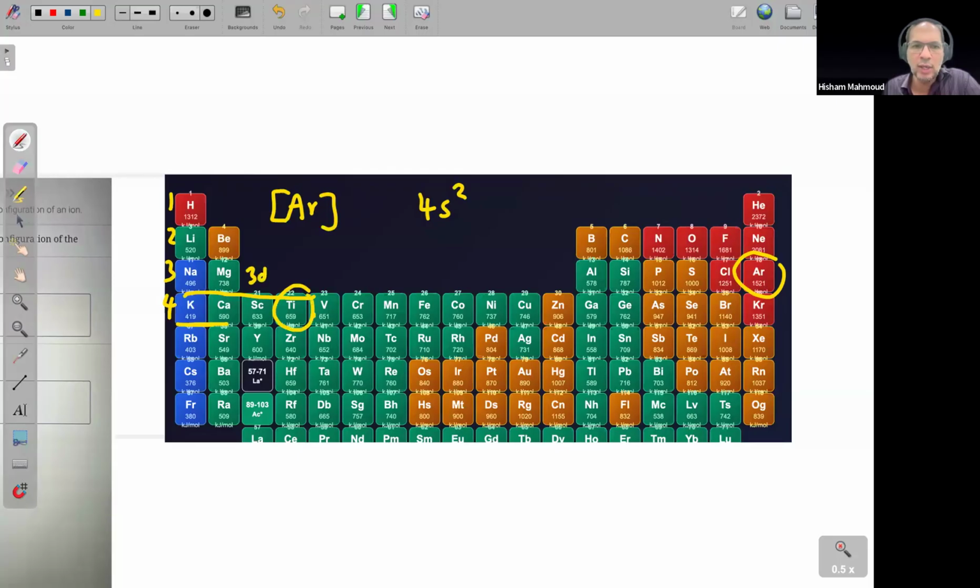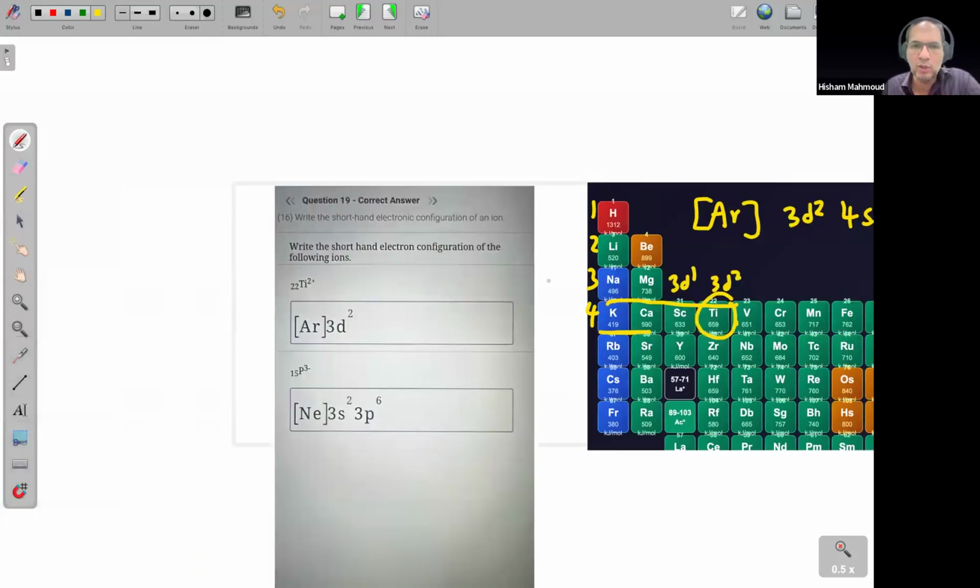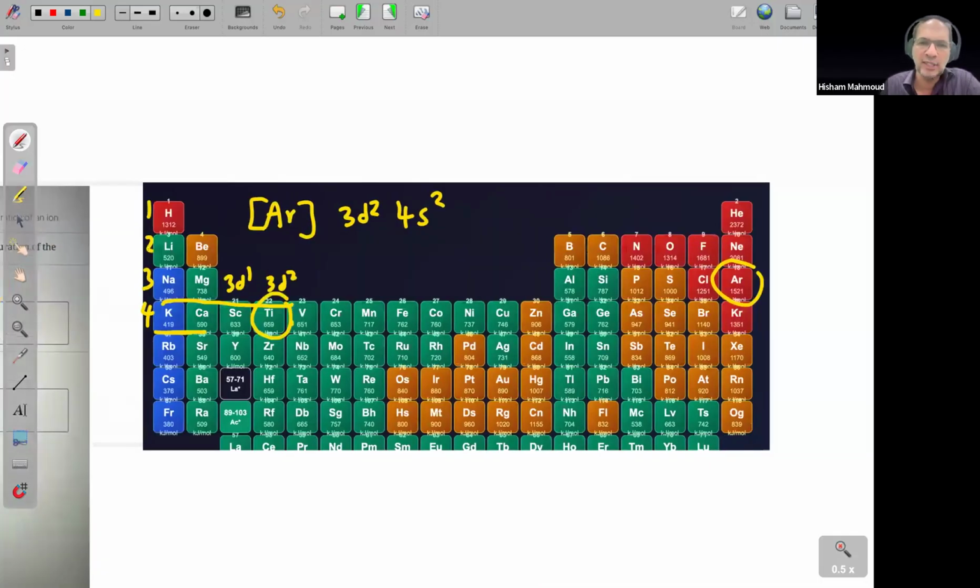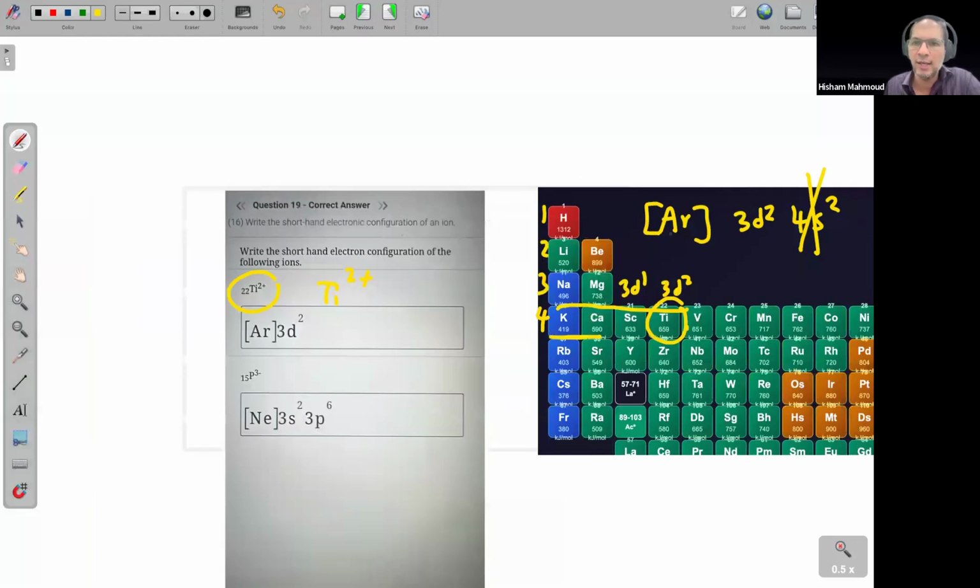So 3d1, 3d2. That's 3d2 titanium. Mister, you need to remove 2 electrons. Why? Because he said titanium 2 plus. So remove these 2 electrons. So the configuration is simply Ar 3d2. Thank you. What about phosphorus 3 minus?